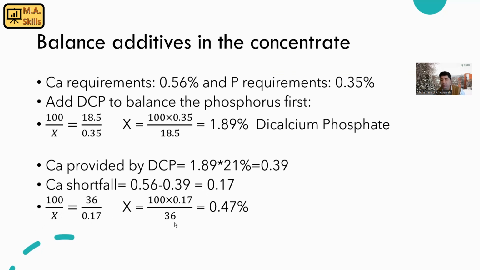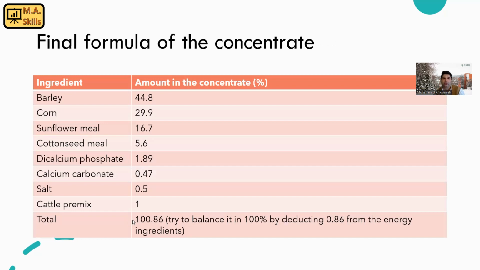So again, you can solve this for X. It's going to give you 0.47% for the value of calcium carbonate. So at the end of the day, it is the final formula for your concentrate. We calculated the amount of each ingredient in the concentrate, and you can see we have gathered those numbers in this table. So usually we use 1% calcium premix in our diets.